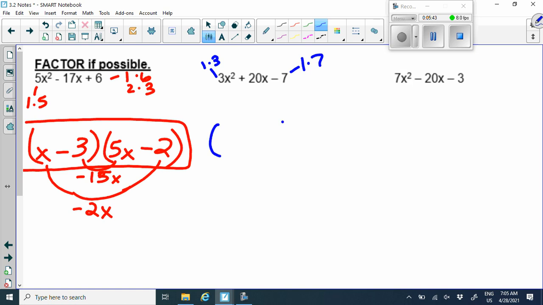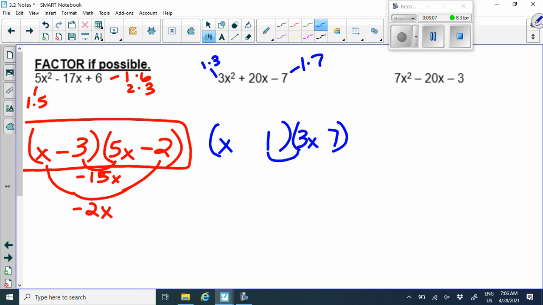So now we do 2 sets of parentheses. Remember, if you only have one pair, you've got to use that pair. So the 1 and the 3, we have to use that, and we're going to have x and 3x, because remember, when we multiply, that will give us 3x squared. Now, we have to use 1 and 7, because that's our only pair. So I'm going to put a 1 here and a 7 here. And let's see if this combination works.